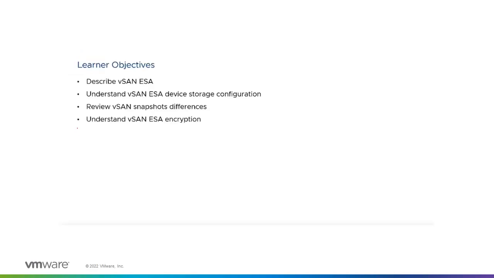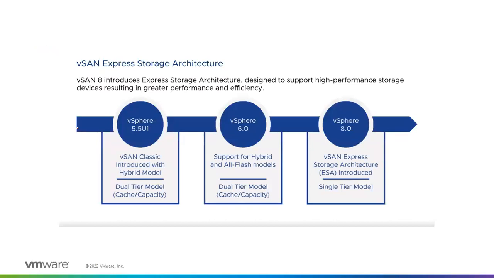So the first lesson, the overall objective, is to describe the vSAN ESA, enterprise vSAN, understand the ESA device storage configuration, then the vSAN snapshot, which is a pretty new feature here, and understand the ESA encryption. Okay, if we start from lesson one, what is the vSAN Express Storage Architecture?